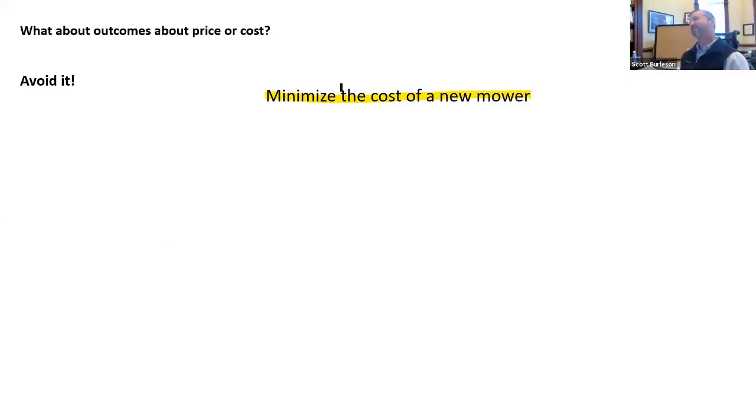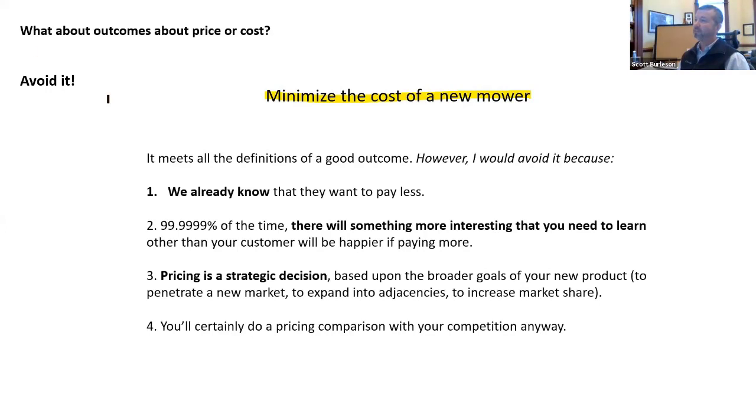Now, here's one that comes up. What about outcomes about price or cost? It's not bad per se, but I'm going to recommend that you actually avoid outcomes like this one: minimize the cost of a new mower. Again, it meets all our definitions. It's concise, it's clear, everything about it meets our definition. So why am I suggesting we avoid it? Well, first of all, it's not that insightful. We already know they want to pay less. So as an outcome itself, we have that already.